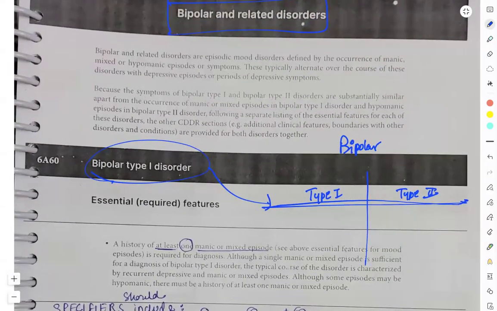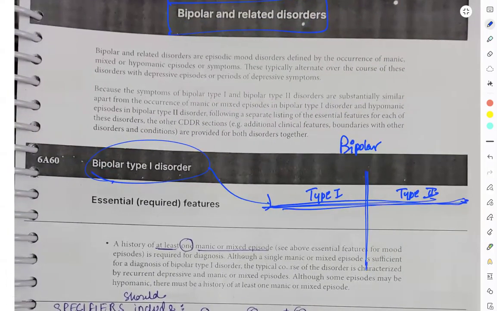Okay, so I'll just describe it. We have type 1 and type 2 bipolar disorders, and with type 1, we say that there is a manic episode. With type 2, the only difference is if you have a hypomanic episode, then you say it is a type 2 disorder. With type 1, a manic episode plus or minus a depressive episode can be present. But with type 2, a hypomanic plus a depressive episode needs to be there.